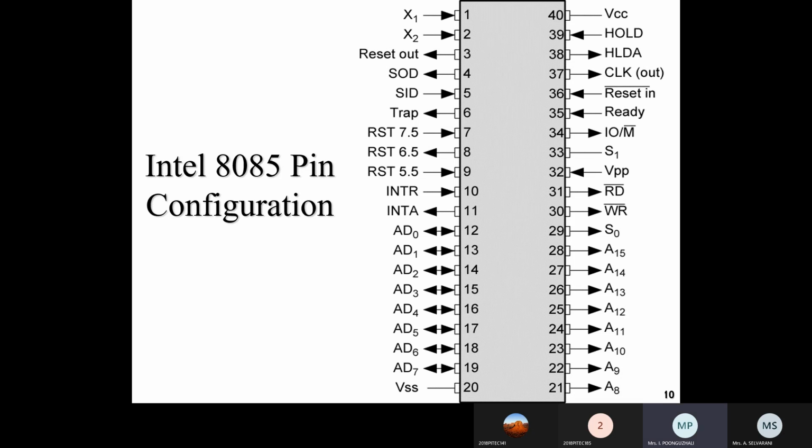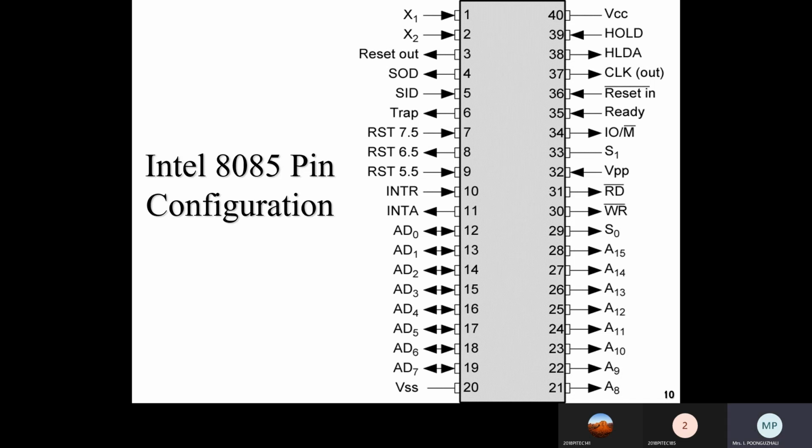Address and data lines are multiplexed together. So depending upon the control signal ALE, address latch enable, please make a note, ALE, address latch enable, decides whether these lines are going to be used as address lines or data lines.